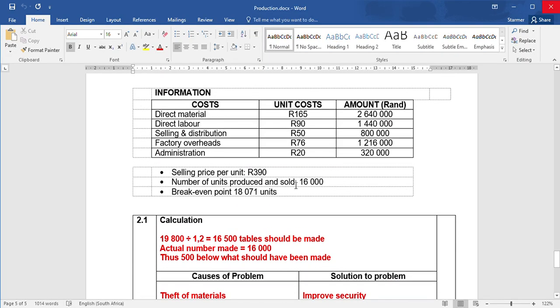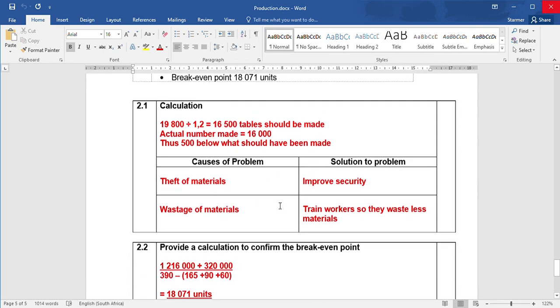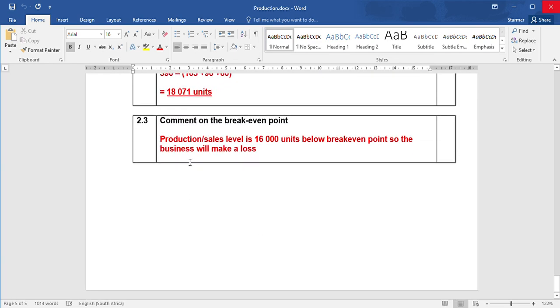Okay, they told you that you're only making 16,000 units. However, to break even, you need to make 18,071. So if your production level is below your break-even point, that's a negative situation because it's going to mean that you make a loss. So your production sales level is 16,000 units, below break-even point, the business is going to make a loss.